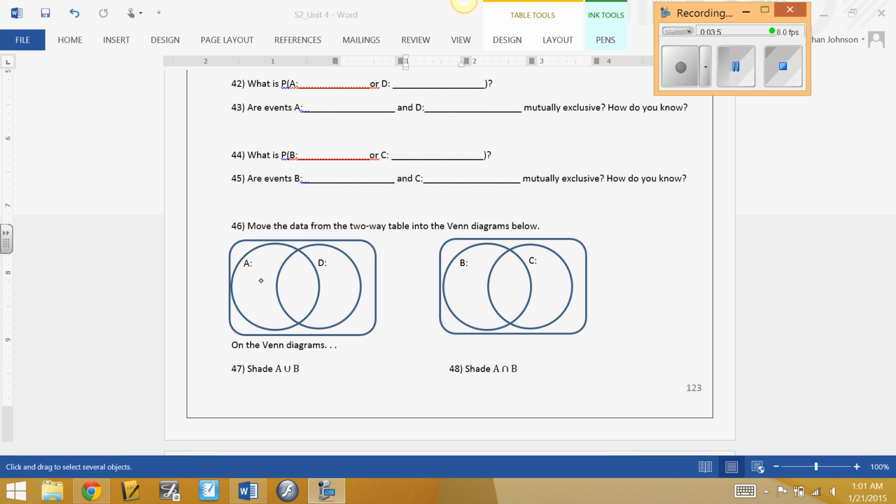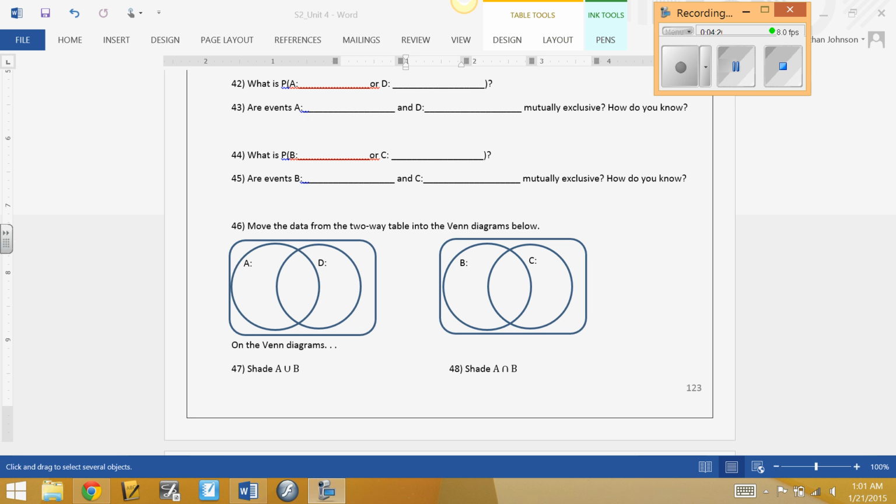Next, you're going to take your data from the 2A table down here, and you're going to create a Venn diagram for events A and D, and then another separate Venn diagram for events B and C. For problems 47 and 48, you need to shade the area in this Venn diagram that represents the union, and here you'll shade the area that represents the intersection. Okay, so you're going to need to add numbers in their appropriate locations, and then shade. Okay, don't shade so darkly that you cover up your numbers, just lightly.